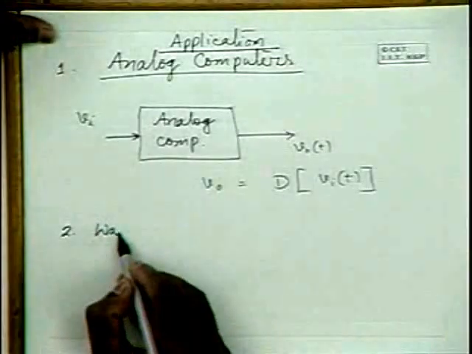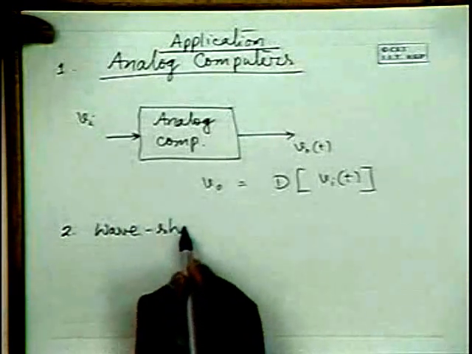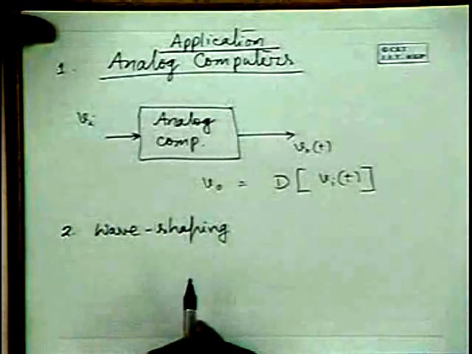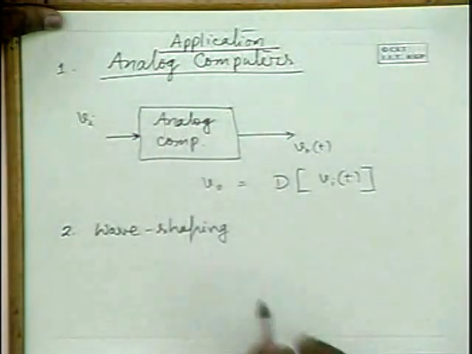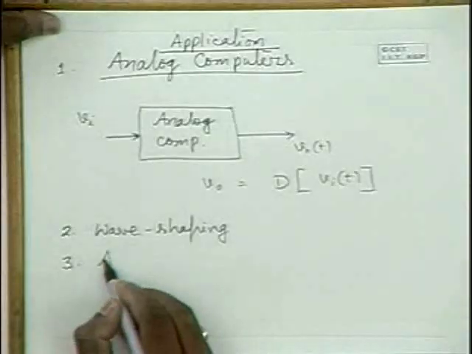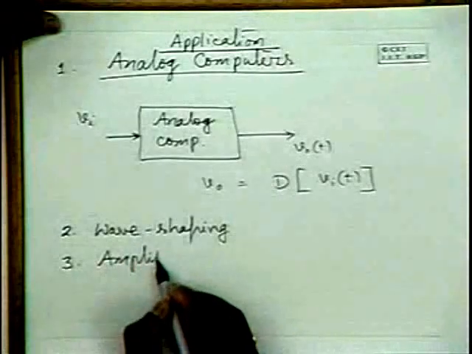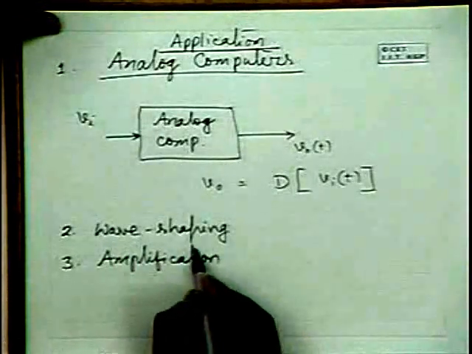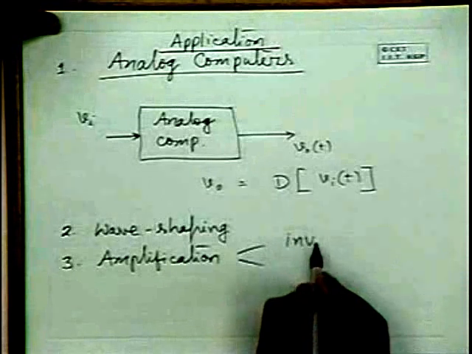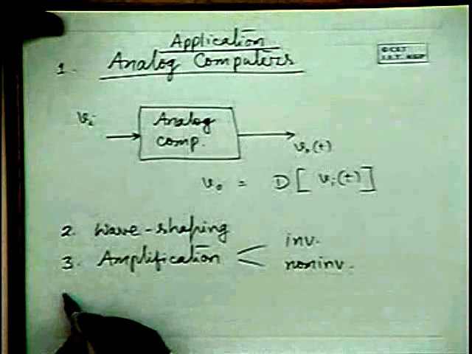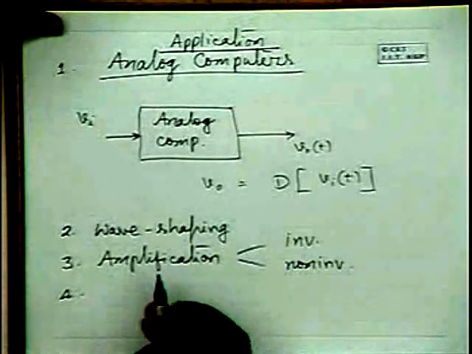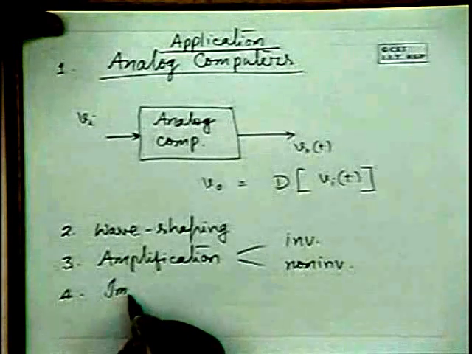Then wave shaping. We can use an operational amplifier for wave shaping. Again, the application falls in the analog computer domain. We can differentiate, integrate, and have combinations of the waveforms. We can have amplification, both inverting and non-inverting. We can use it for impedance matching.